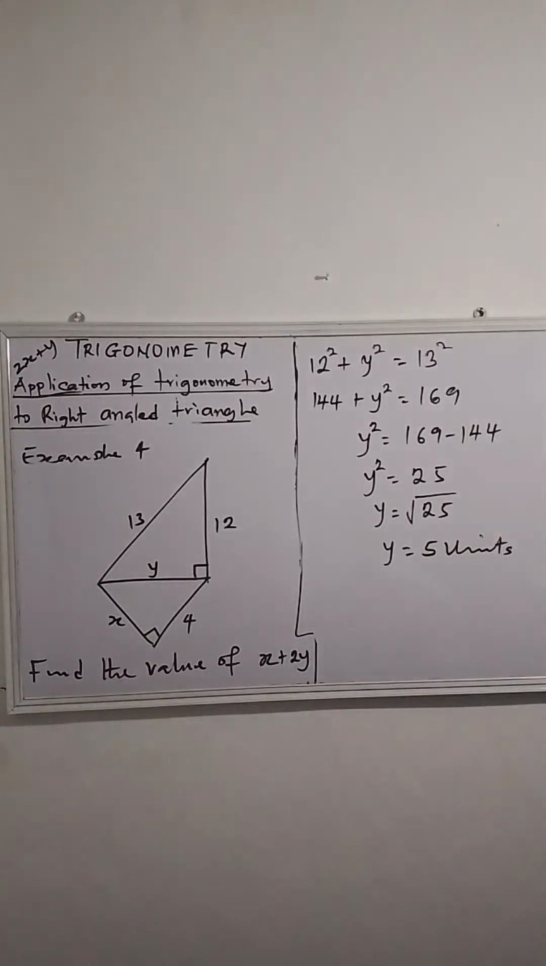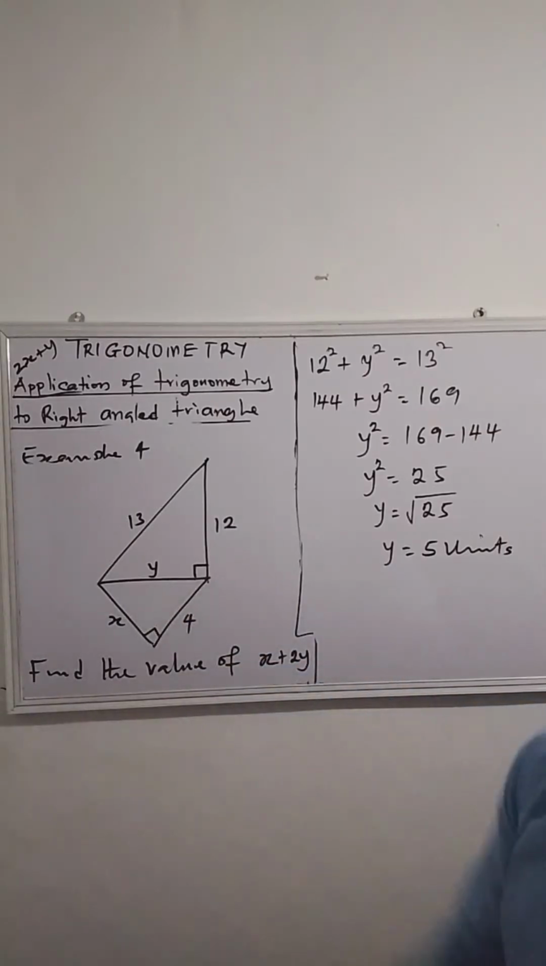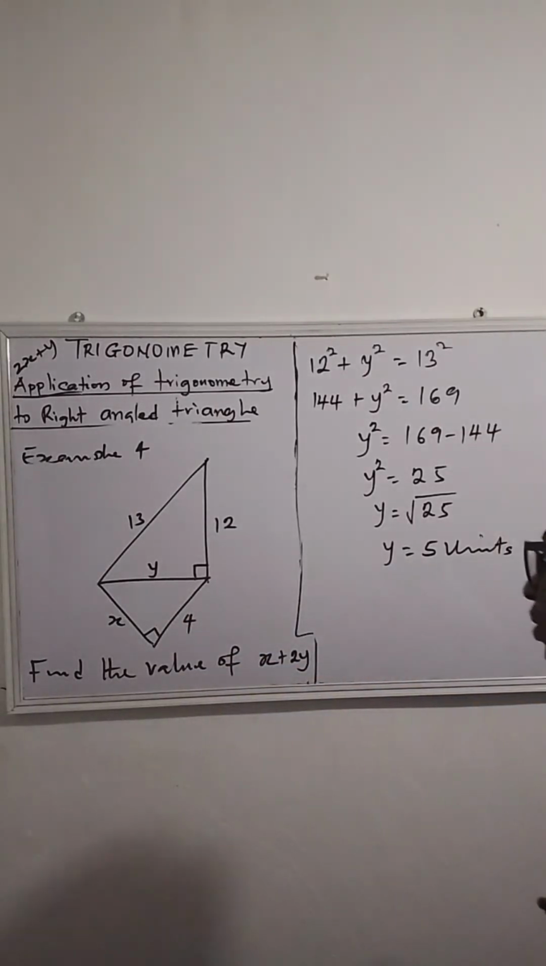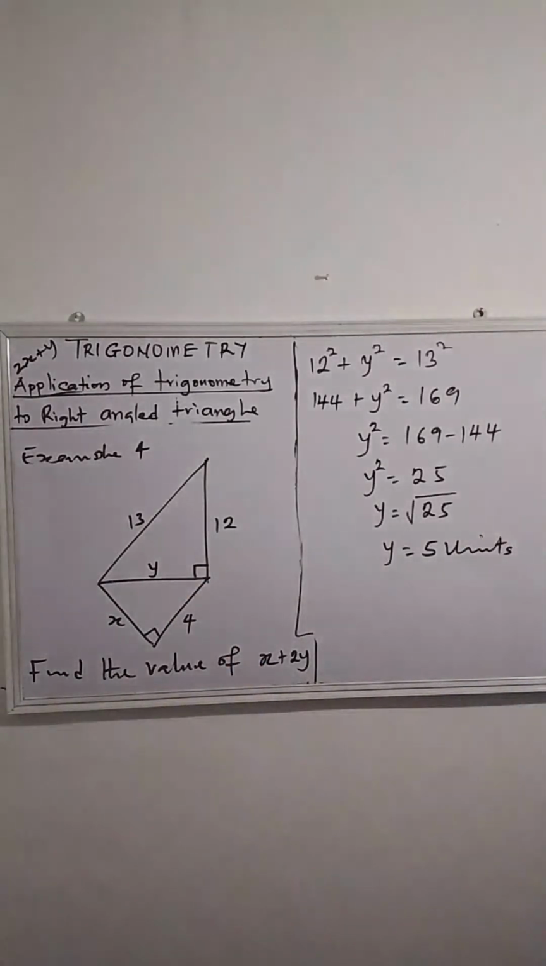Now let's look at the second right angle triangle. Can you tell me what is going to be the hypotenuse in this second right angle triangle? Is anybody telling me? I want you to drop your answer in the comment section. What is the hypotenuse in the second triangle?